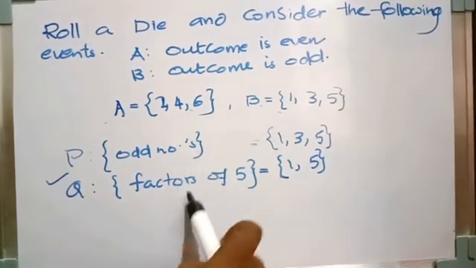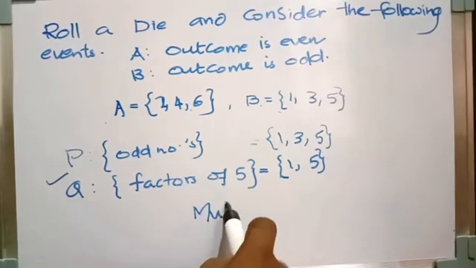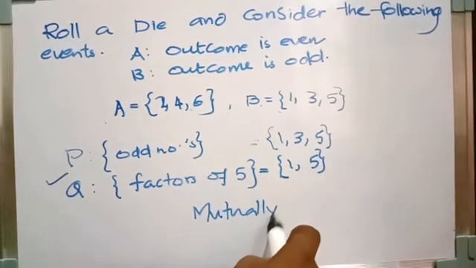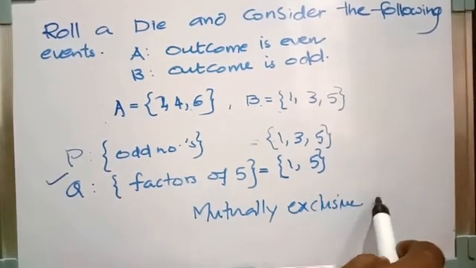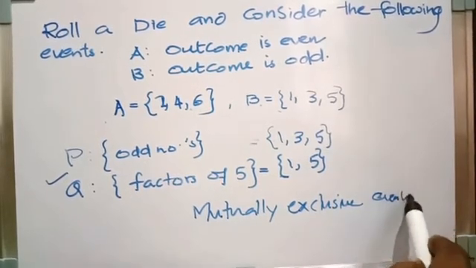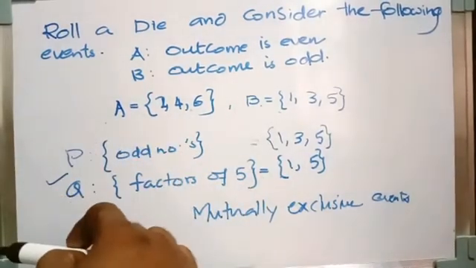Then such events are known as mutually exclusive events. Okay, so here these two events are mutually exclusive events as they cannot happen together. And here these two events can happen together, so we can call them not mutually exclusive events. They are non-mutually exclusive events.